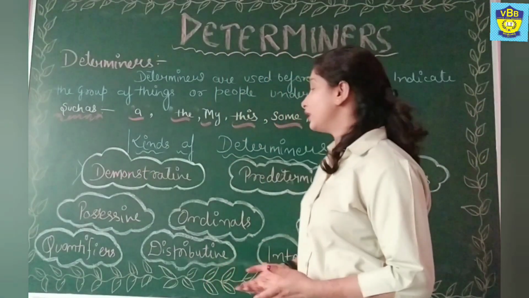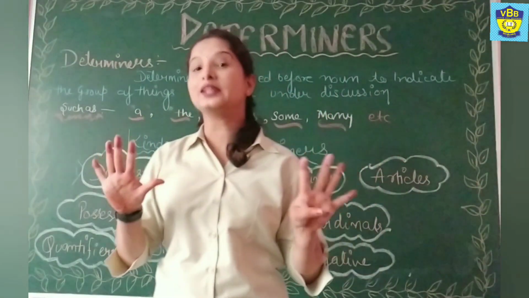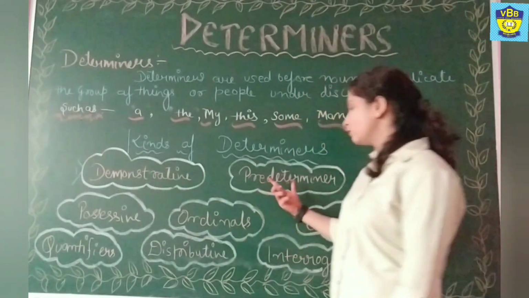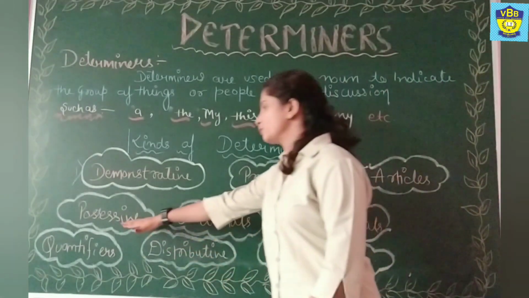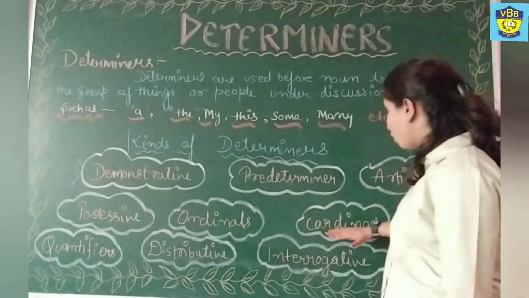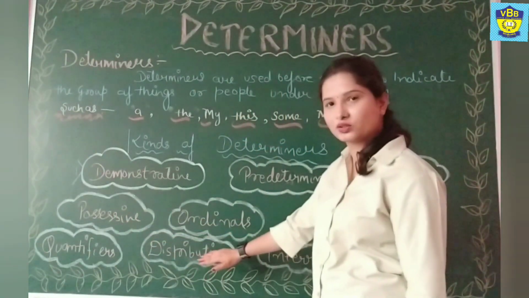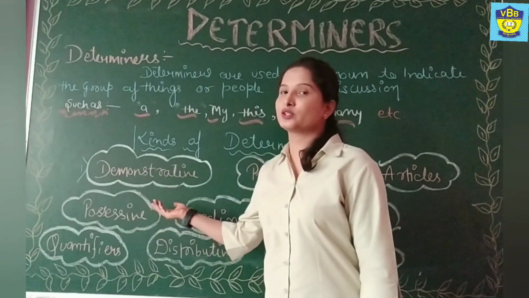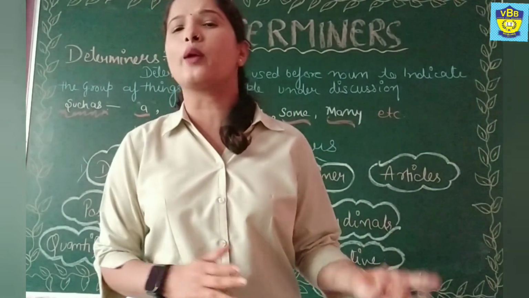Okay. Now let's focus on kinds of determiners. So we have 9 types of determiners. The first one is demonstrative, second is predeterminer, third is article, fourth is possessive determiner, fifth is cardinal, and the sixth is ordinal. Seventh is quantifier, the eighth is distributor, and the ninth is interrogative. You must be familiar with these words because you may have read them in your previous classes or previous chapter.